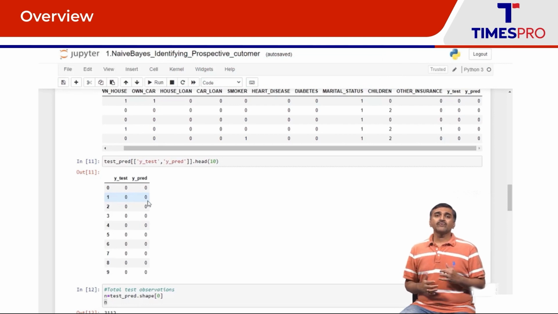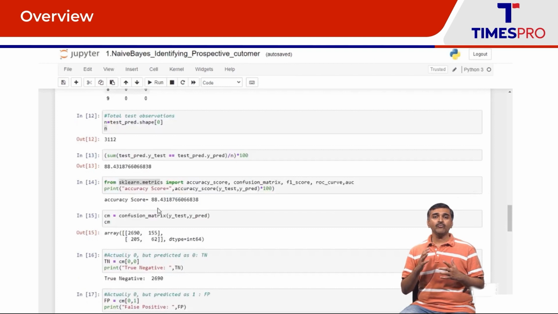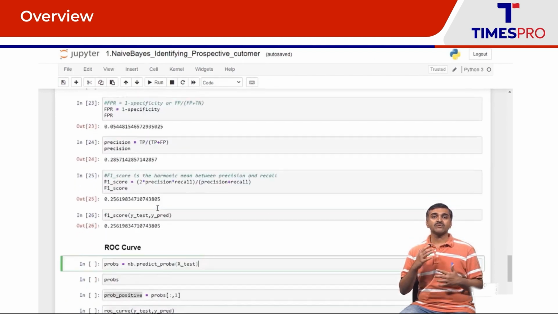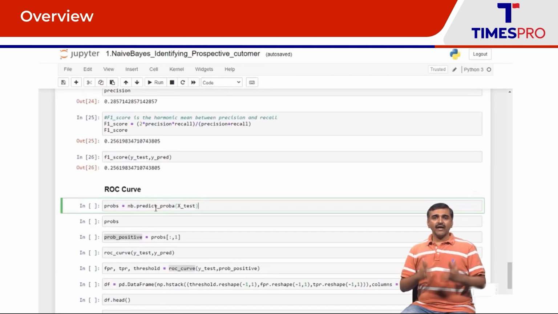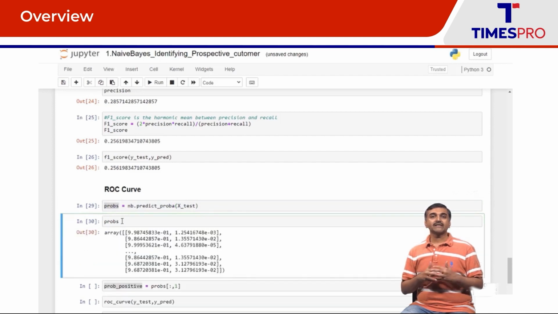So what we are going to do is plot a graph by varying these threshold values, and we are going to get different true positive rates and false positive rates. So now I'm going to get the predicted probabilities by passing the X test. I am going to save it in the object props. So let me take a look at the props.